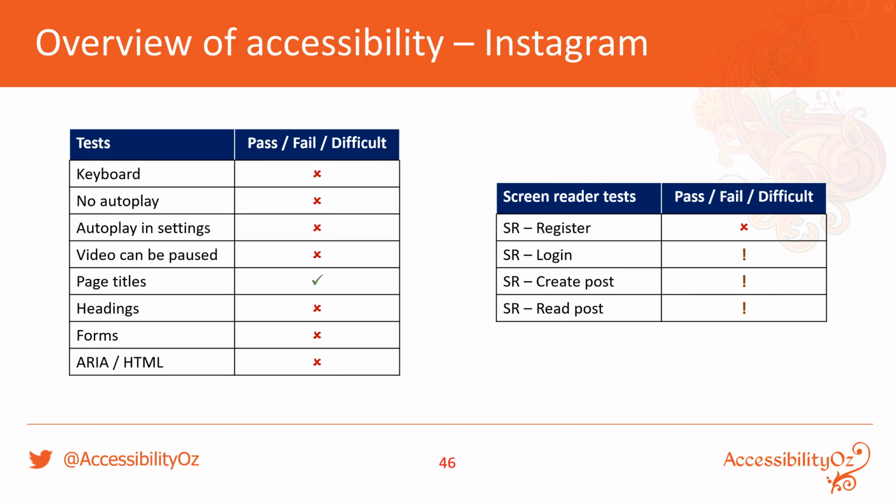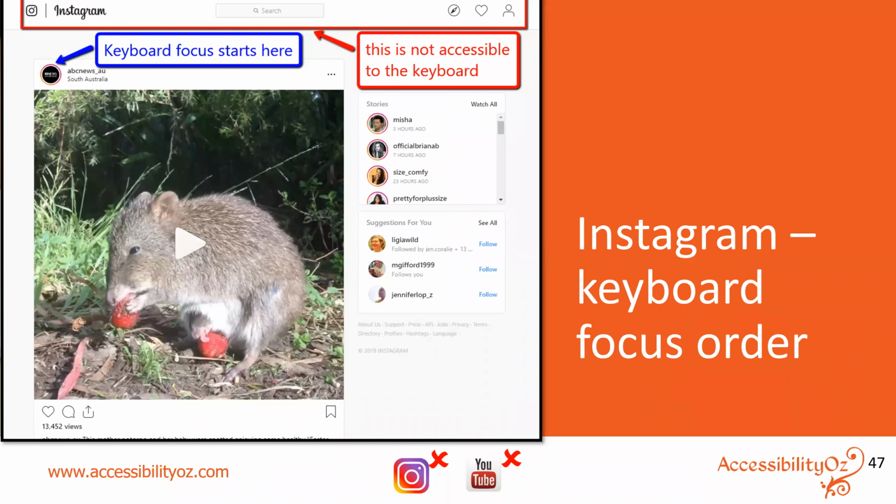The screen reader results: Raf was unable to register and found logging in, posting and reading a post very difficult. So here, keyboard focus order was a failure. The keyboard focus order actually skips over the header, and the header has the Instagram logo, the search, location, your likes and your profile, and actually starts at the first post. So that's one of the failures.